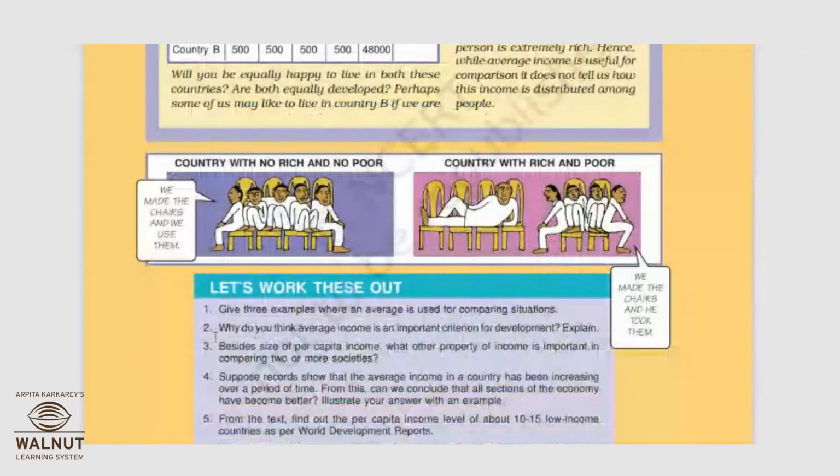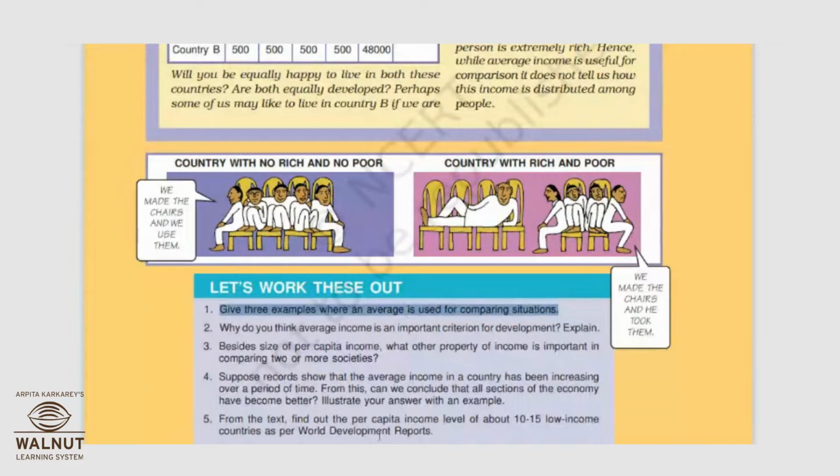Let's take here, I'll explain with this, okay? Give three examples where an average is used for comparing situations. Where can we give three examples or instances where you can use average? Yes, average age, okay, fine. Then anything else? Height, correct. Okay, so good. So you all know which things are being compared, right?